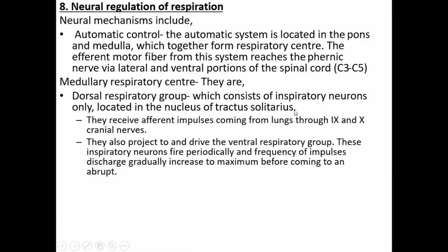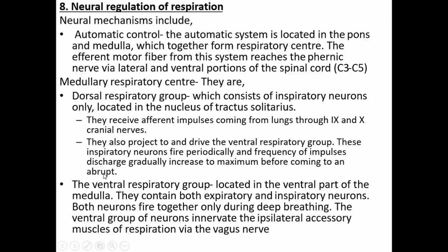Medullary respiratory centers: the dorsal respiratory group consists of inspiratory neurons only, located in the nucleus tractus solitarius. They receive afferent impulses coming from the lungs through the 9th and 10th cranial nerves. They also project drive to the ventral respiratory group. These inspiratory neurons fire periodically, and the frequency of impulse discharge gradually increases to a maximum before coming to an abrupt stop.